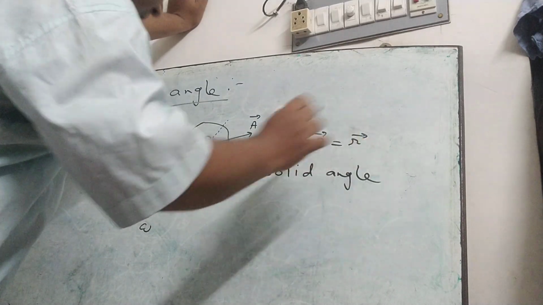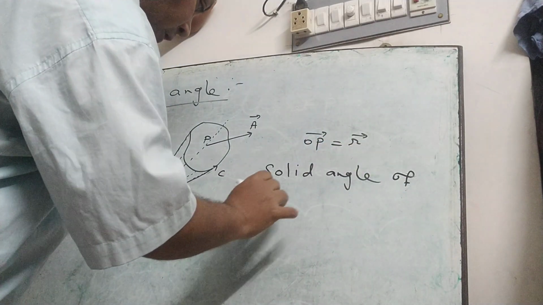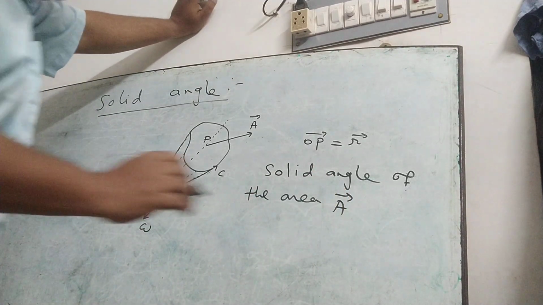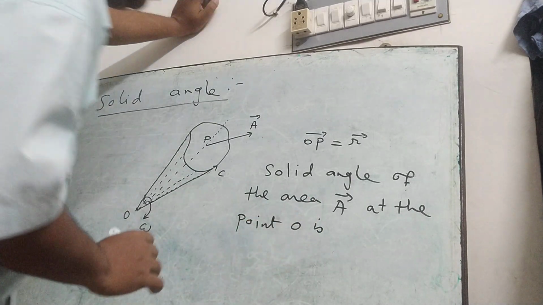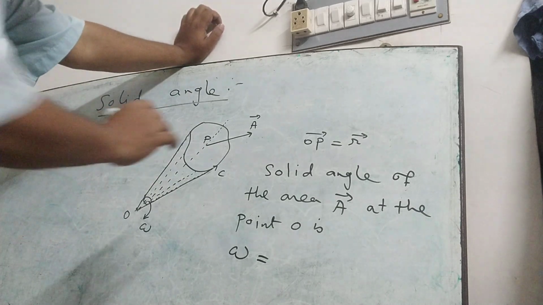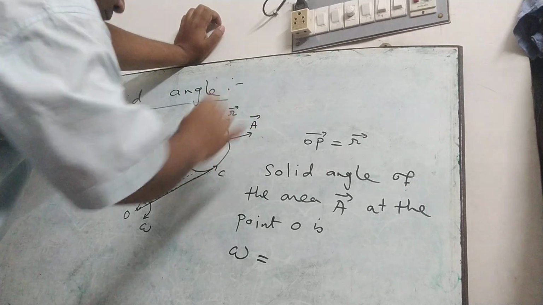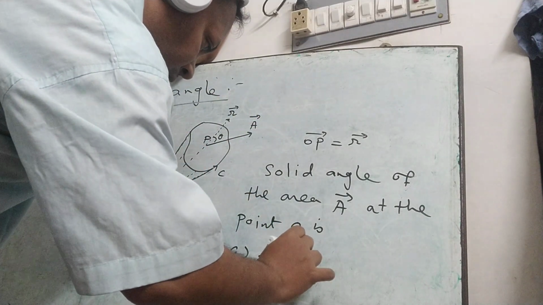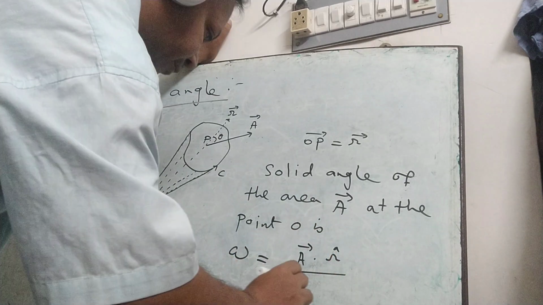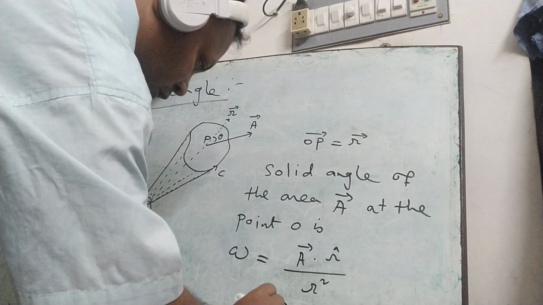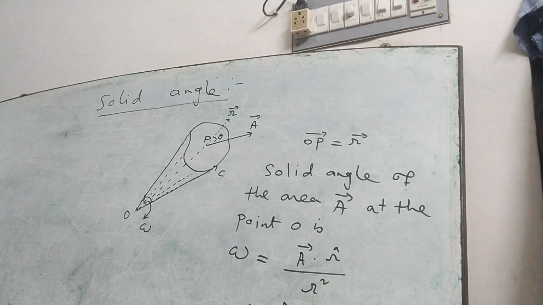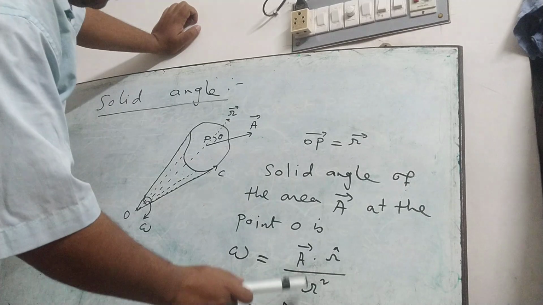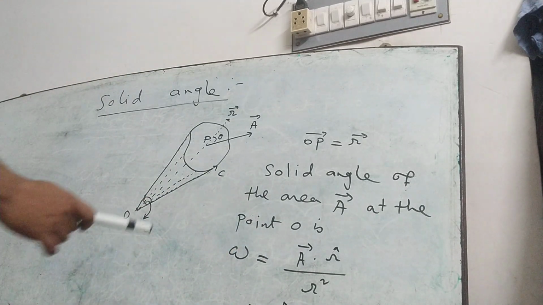Solid angle of the area A at the point O is omega equal to A dot r cap by r square. This is equal to A cos theta by r square. Omega is equal to A cos theta by r square. This is known as solid angle at the point O.